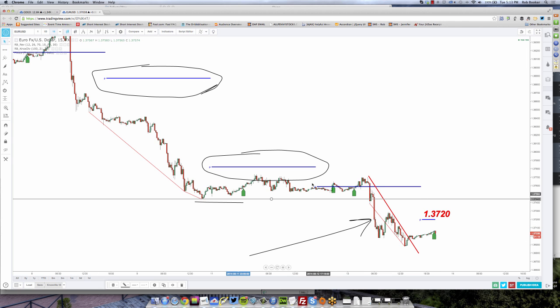Now, we may also get as high as 37.62, which is, on my chart, this missed daily pivot from the 11th of May. That is a setup on the trifecta methodology.